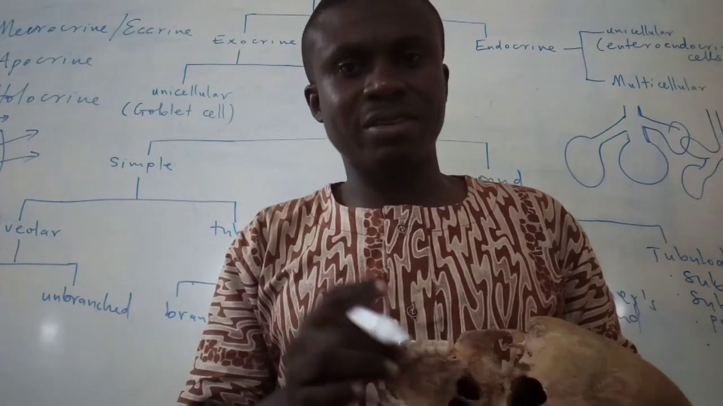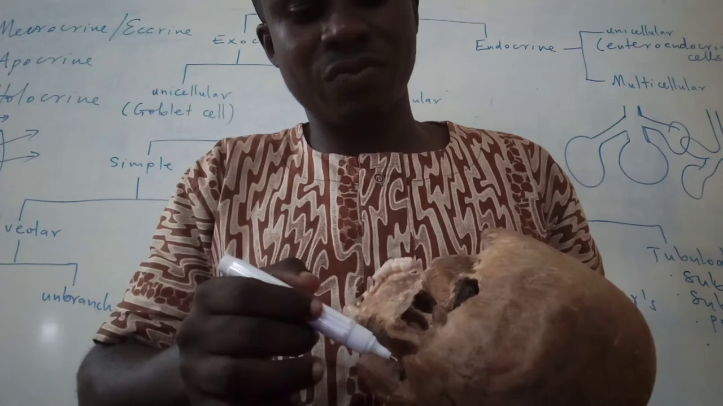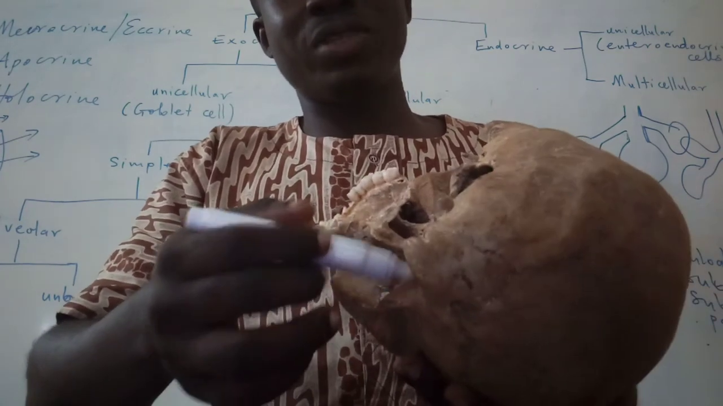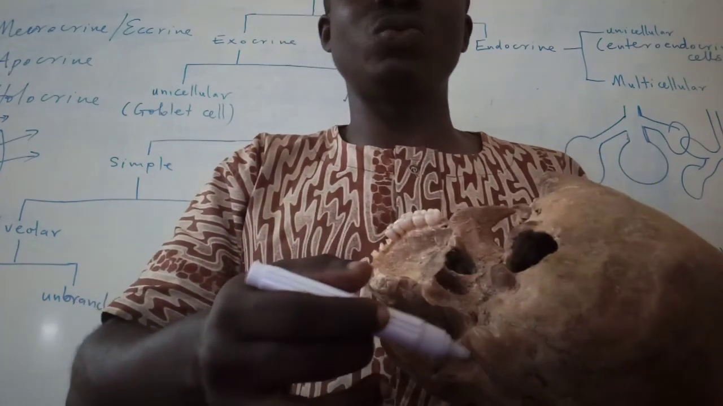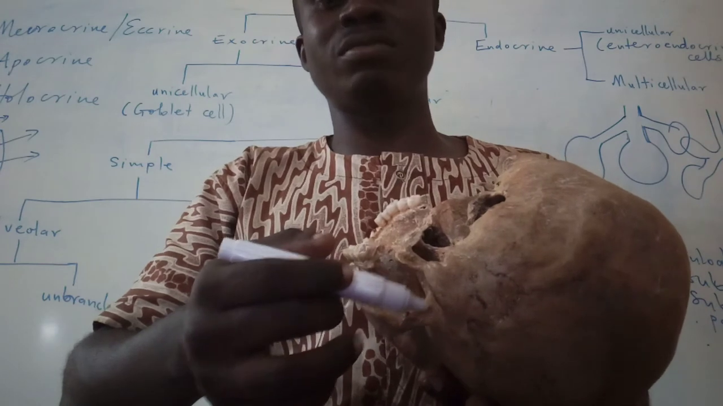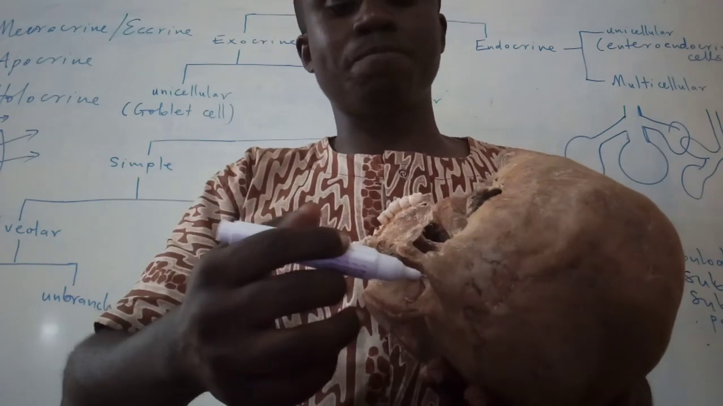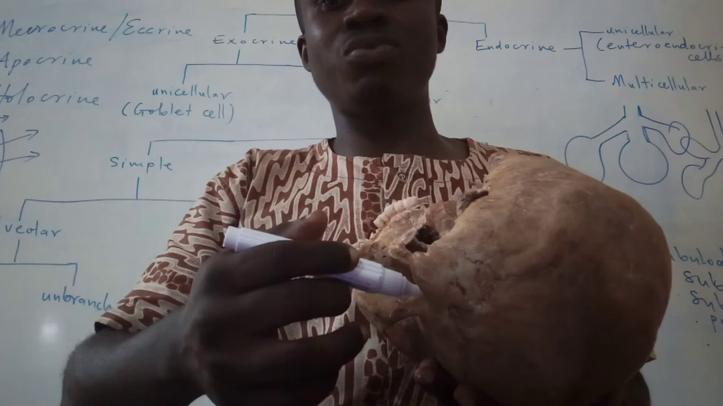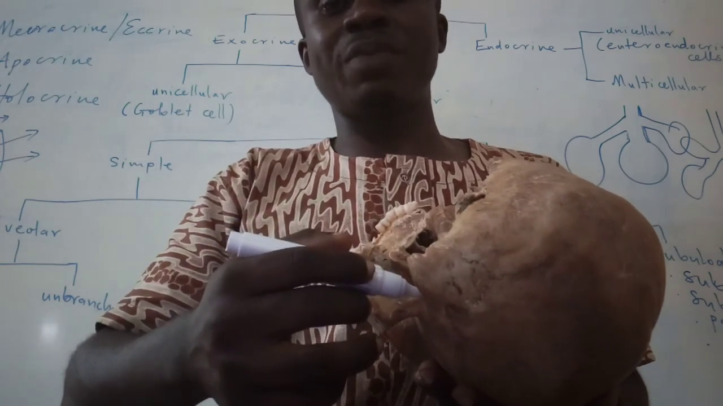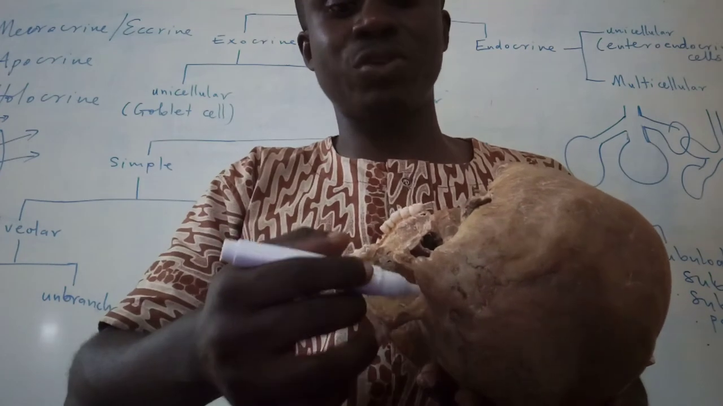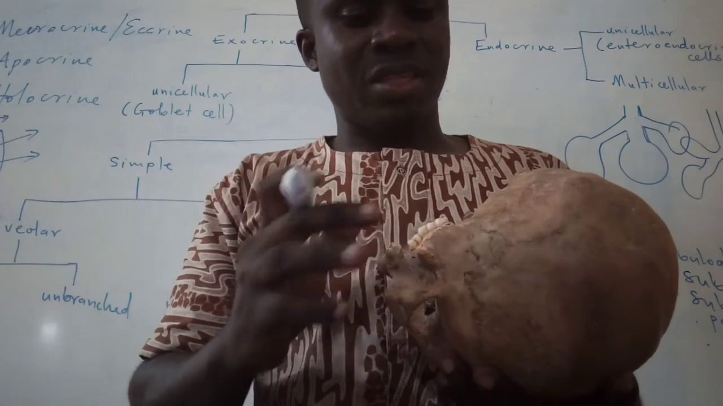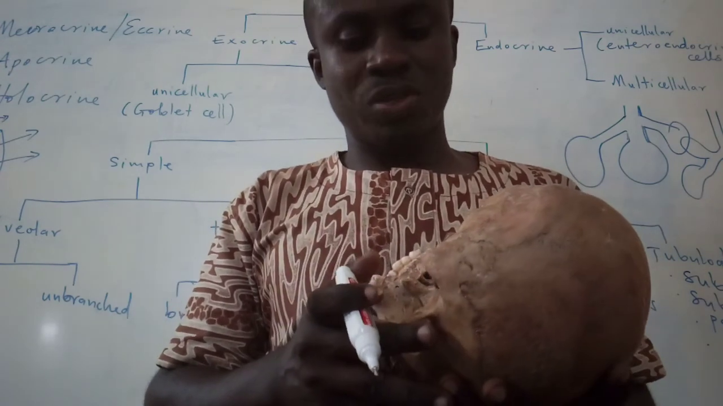Apart from this, there is this fossa over here, and this fossa is known as the temporal fossa, so that the head of the condylar process of the mandible will come and fit here to form the temporomandibular joint, which we will look at. So that is what we have.